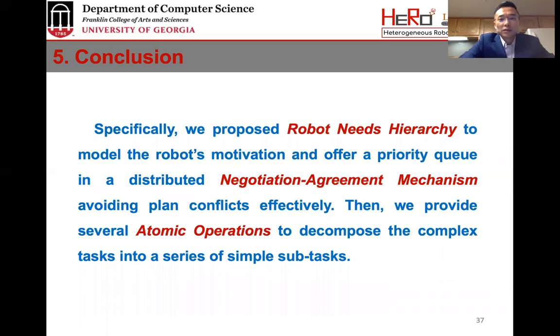Specifically, we propose the robot needs hierarchy to model the robot's motivation and offer a priority queue in a distributed negotiation and agreement mechanism, avoiding planning conflicts efficiently. Then we provide several alternate operations to decompose the complex tasks into a series of simple subtasks.